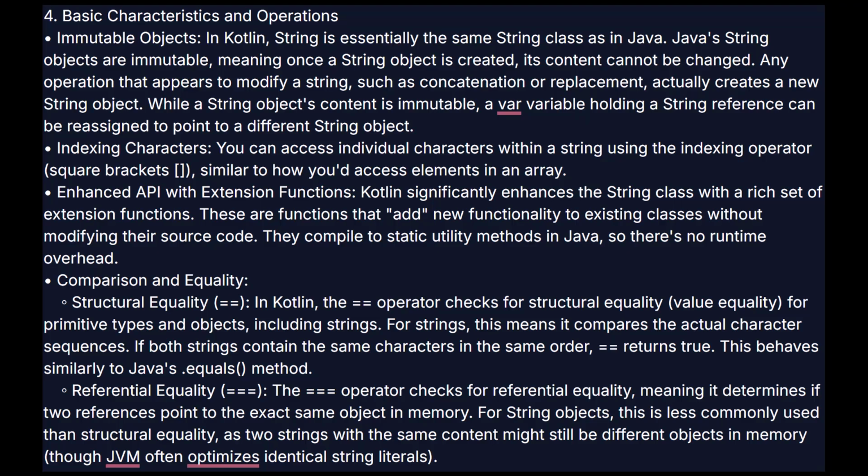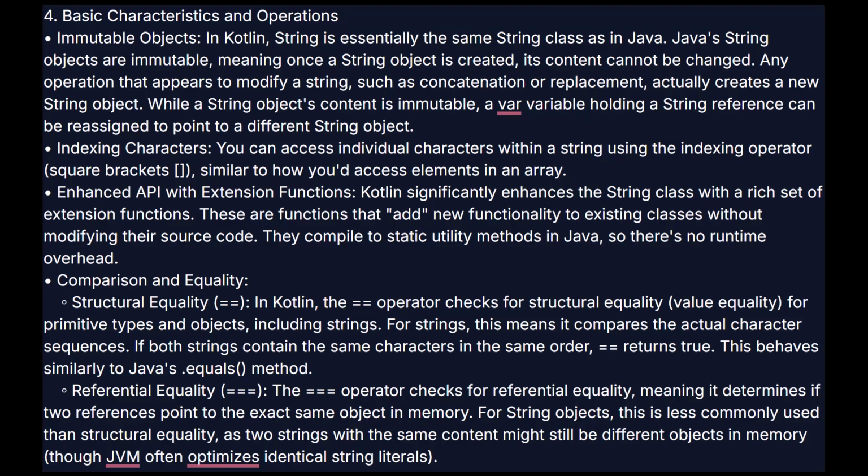Indexing characters. You can access individual characters within a string using the indexing operator, square brackets, similar to how you'd access elements in an array. Enhanced API with extension functions. Kotlin significantly enhances the String class with a rich set of extension functions. These are functions that add new functionality to existing classes without modifying their source code. They compile to static utility methods in Java, so there's no runtime overhead.